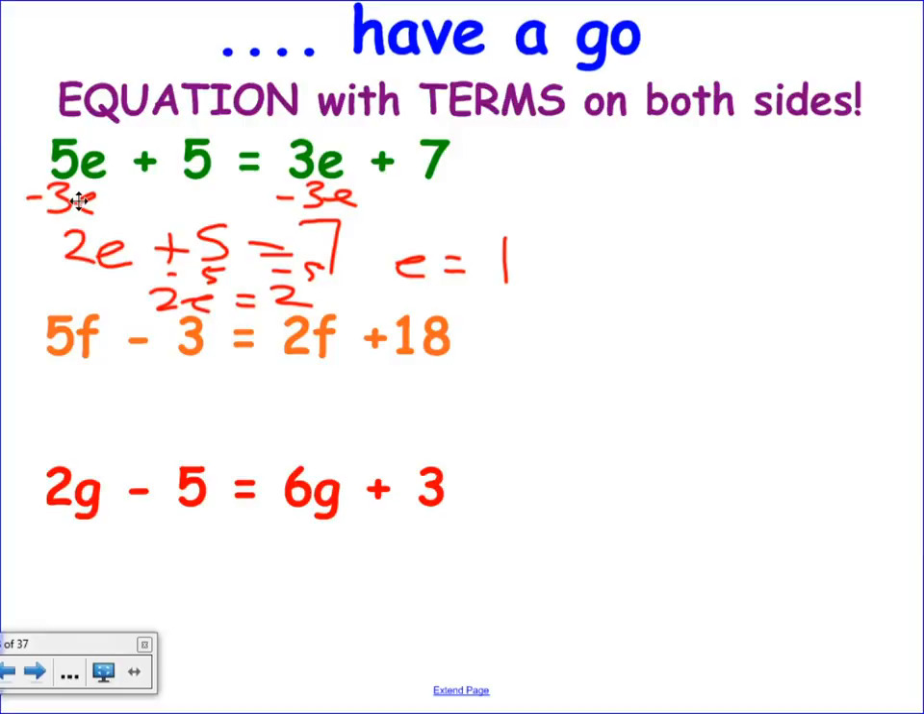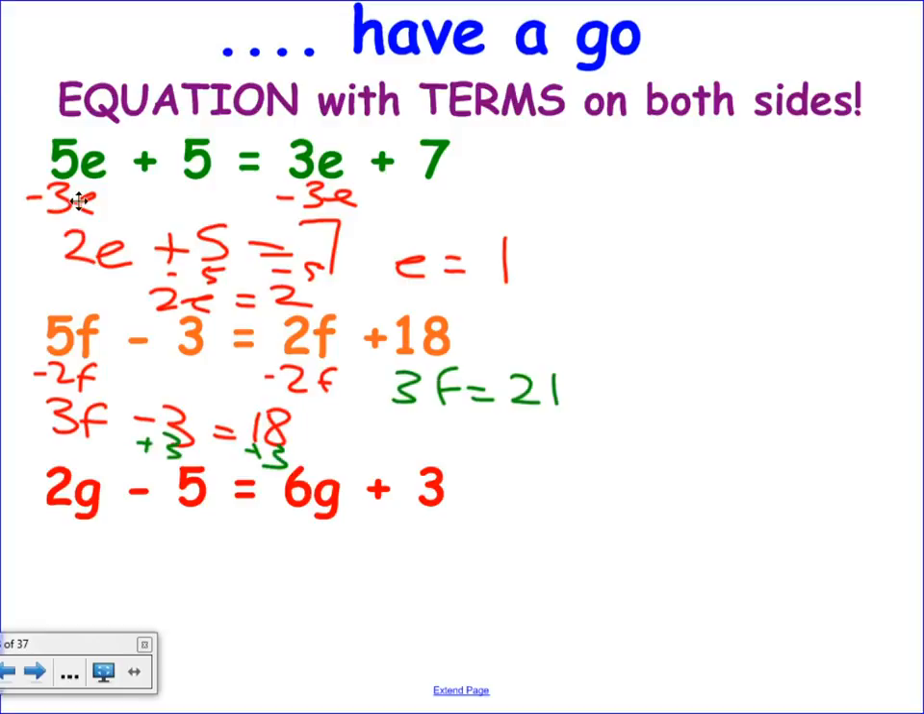Everyone get that? Next one, 5f minus 3 equals 2f plus 18. Step 1, minus 2f from both sides, so that leaves me with 3f minus 3 equals 18. Two-step equation, going to add 3 on both sides, so 3f becomes equal to 21. Divide both sides by 3, f equals 7. Everyone get that one? Got to the 21 bit. Don't forget it's 3f.